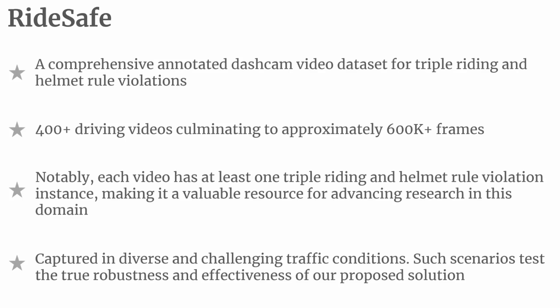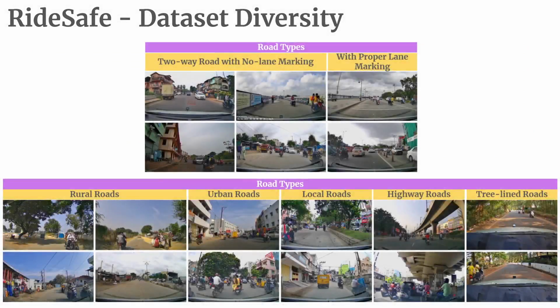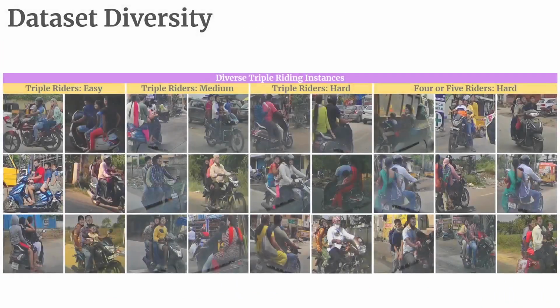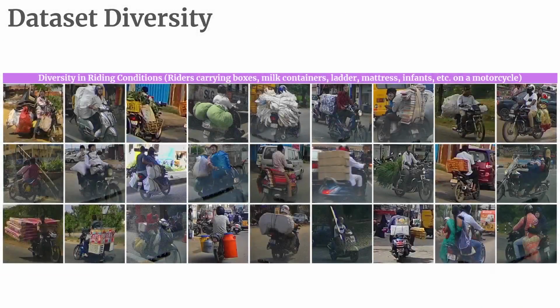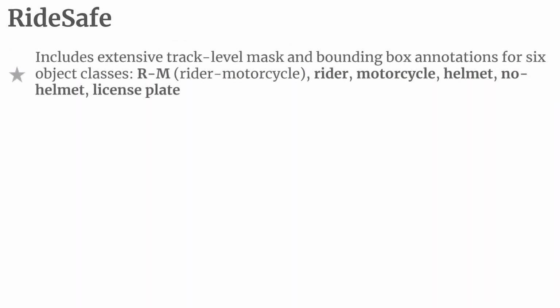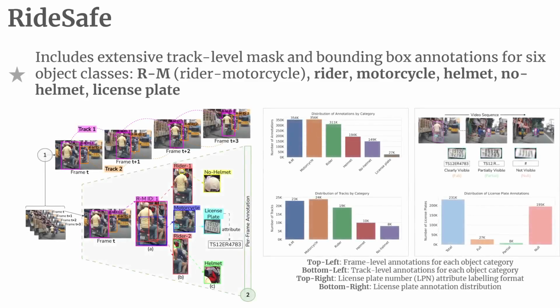Now, let's dive into our proposed dataset, RideSafe. This is a comprehensive annotated dashcam video dataset. These videos feature multiple instances of triple riding and helmet rule violations captured under diverse and challenging traffic conditions, as shown here. Annotations in RideSafe cover 6 object classes as shown in this annotation schema. The plots here illustrate the distribution of the annotated frames and tracks for each of the object categories.